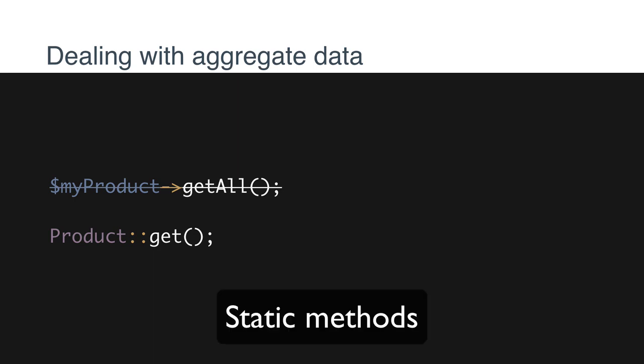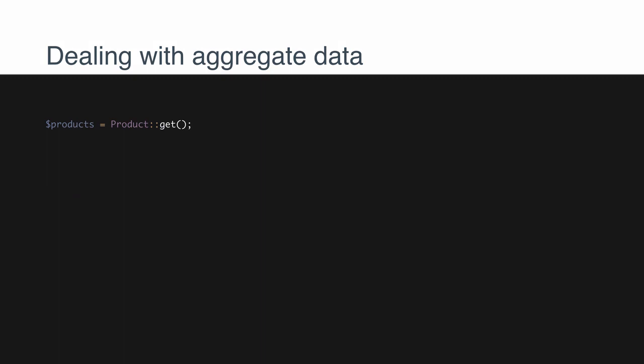So let's take a look at how this works. First, let's get all of the products in the database. So you see we use the double colon. That's called the namespace resolution syntax, and we call the get method on Product.